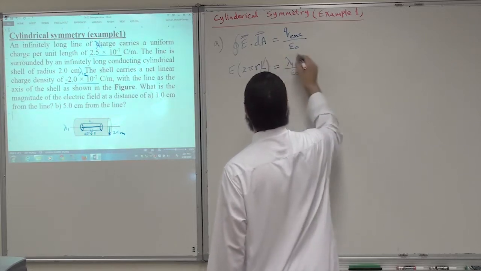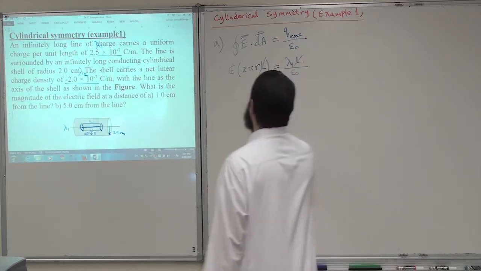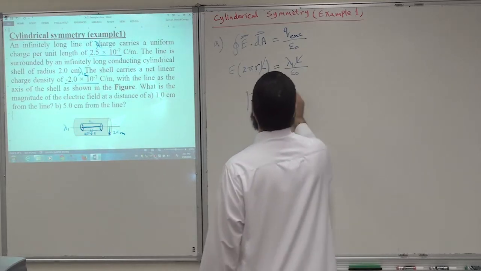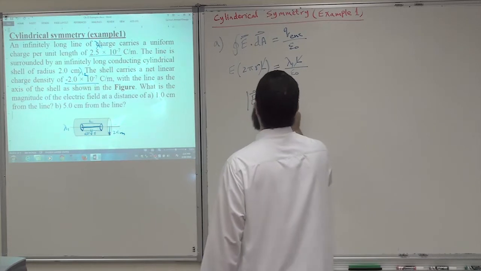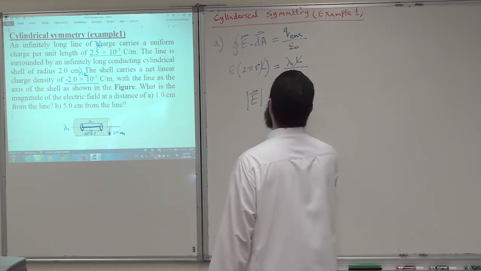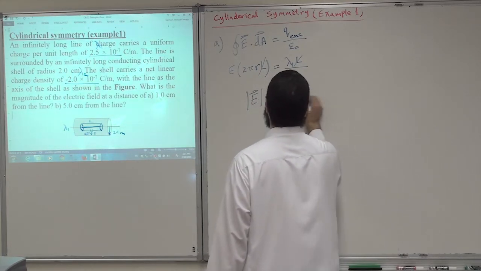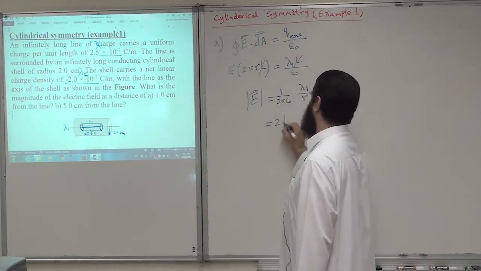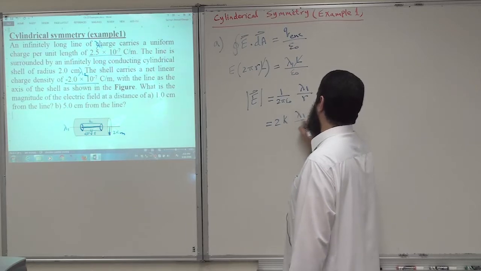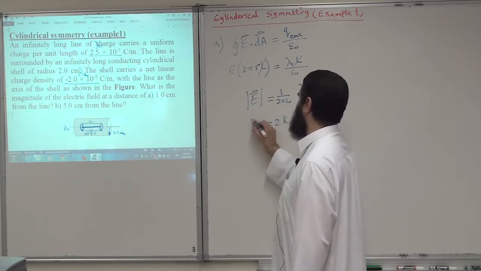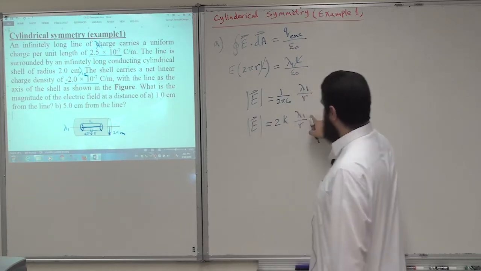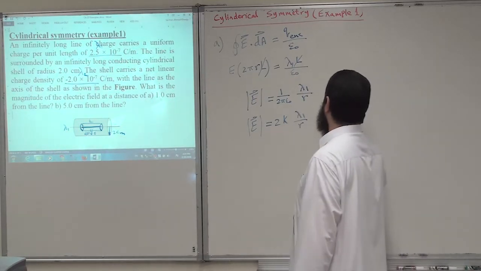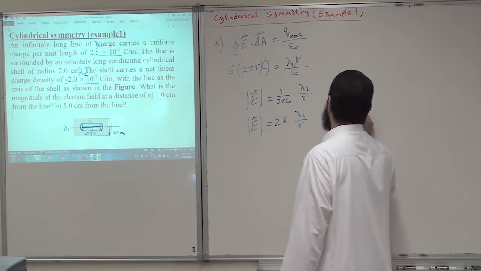As you can see, L will cancel with that L, and we are left with the electric field having a magnitude of lambda 1 divided by 2 pi epsilon naught R. And this is nothing but 2k lambda 1 divided by R. This is the magnitude of the electric field. And because lambda 1 is positive, the electric field will be radially outward.